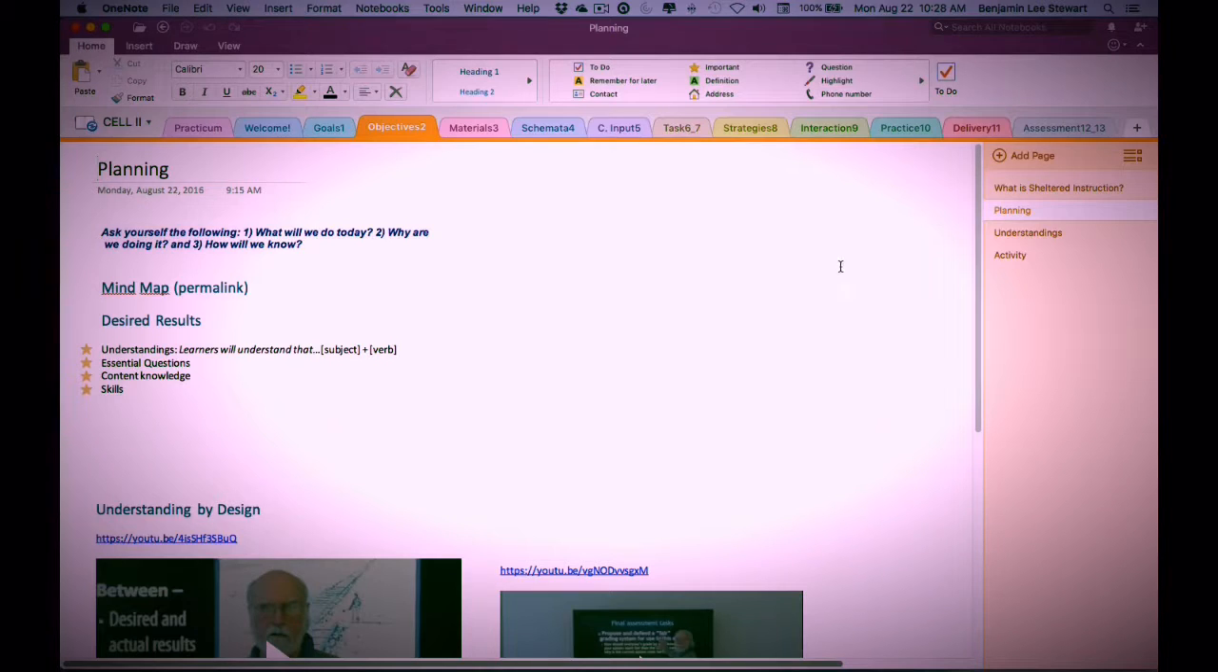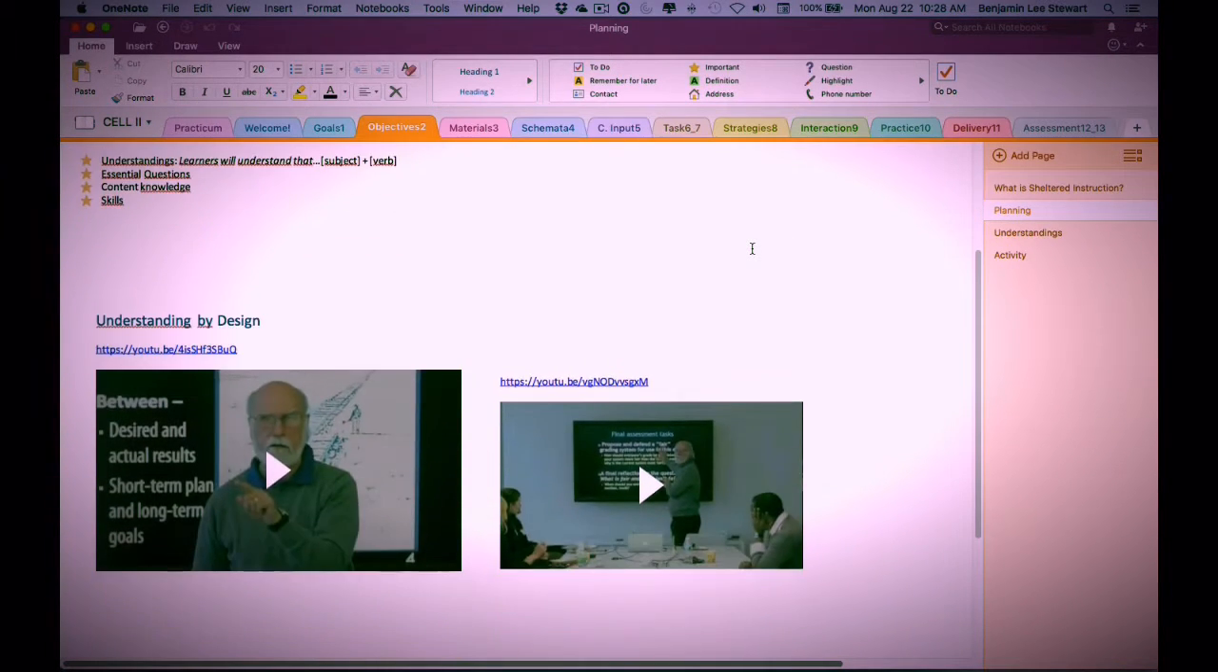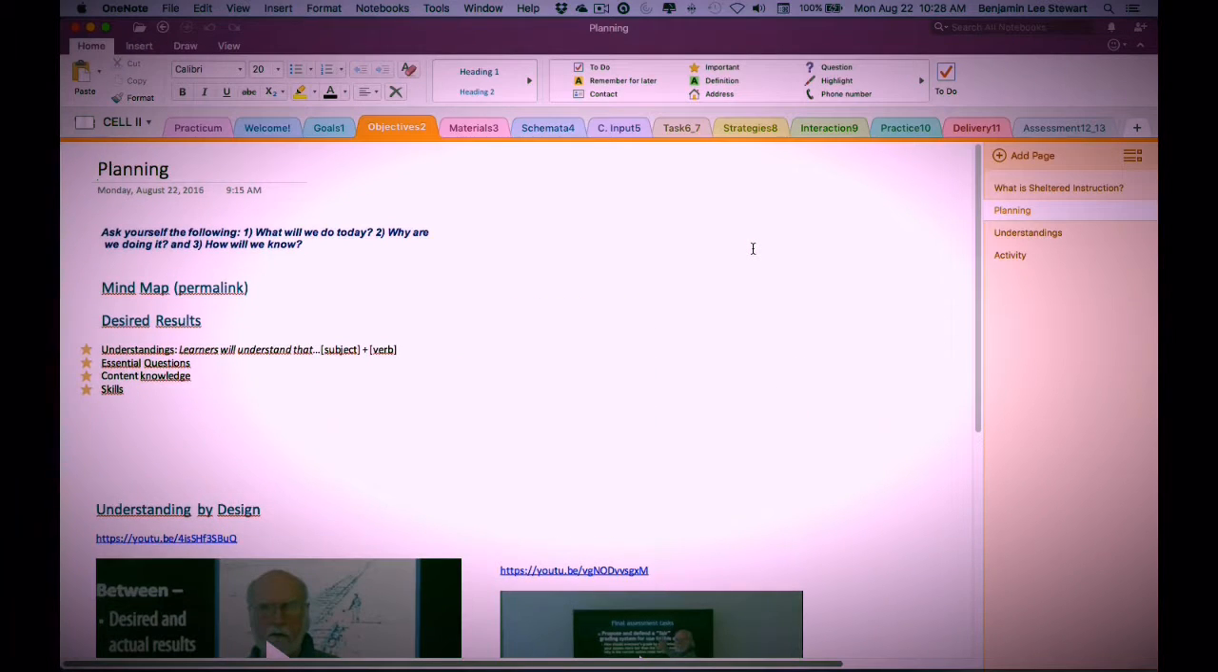The second tab here, planning, is a discussion, again, kind of a recap of what we looked at last semester, and how we go about designing understandings, essential questions, looking at more specific content knowledge that's related to our subject, as well as any skills or performance tests that really associate those with the overall understandings. So you might want to take a look at this.